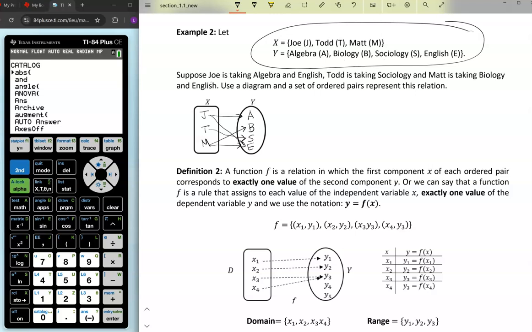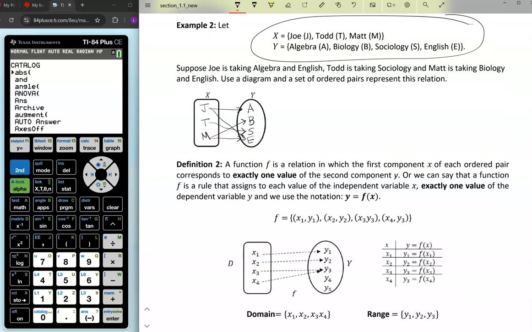Now notice that every one of these x values maps to something in the y, and every one in the y maps to something in the x. So the domain is made up of Joe, Todd, and Matt, as listed here. And the range is made up of algebra, biology, sociology, and English, all four of those subjects.